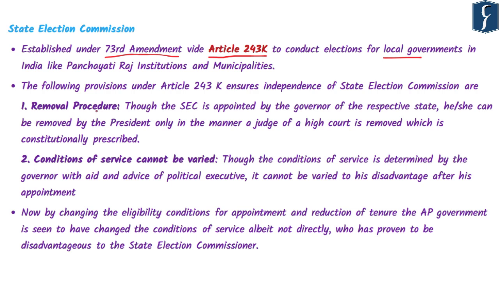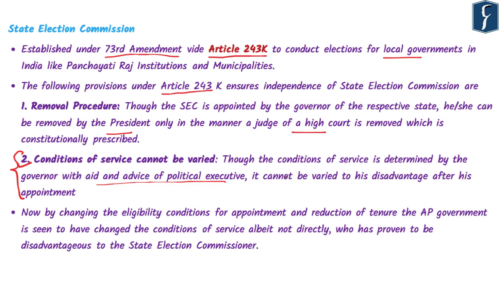There are two provisions under Article 243K that ensure the independence of a State Election Commission. One is that though a State Election Commissioner is appointed by the governor in the respective state, they can be removed only by the president, and only in the manner a judge of a high court is removed. And a judge of a high court is removed in a similar manner as a judge of the Supreme Court is removed. So removing a State Election Commissioner is no easy task. And there is a second provision under Article 243K which will become the matter of interpretation. It says that although the condition of service for the State Election Commissioner is determined by the governor on the advice of the political executive, it cannot be varied to his disadvantage after his appointment.